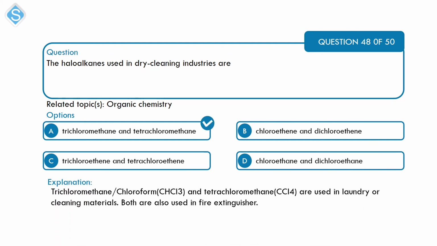Okay, so trichloromethane and tetrachloromethane are used in laundry. They are used as cleaning agents in laundries. They are also used in fire extinguishers.